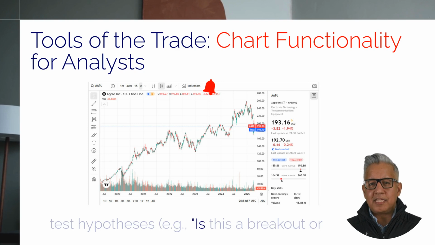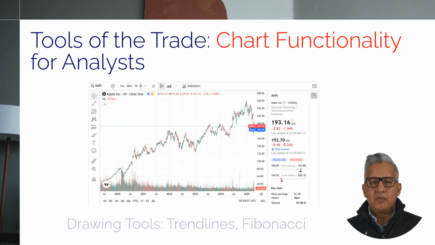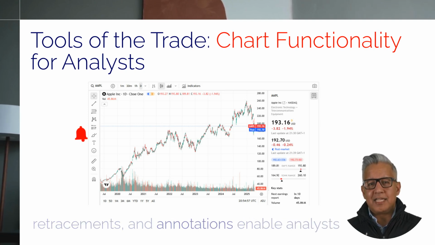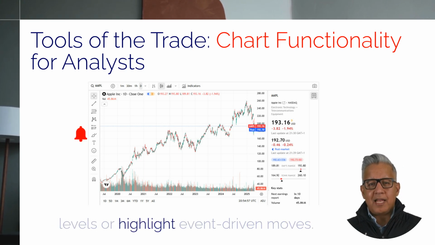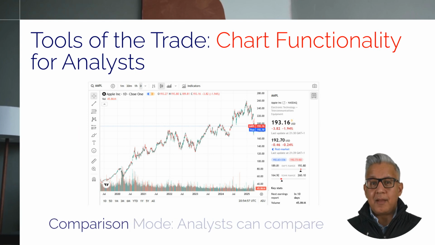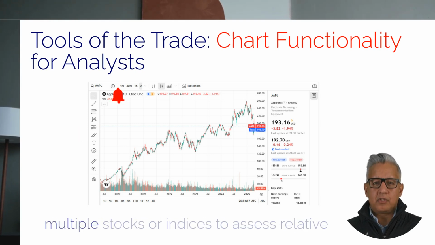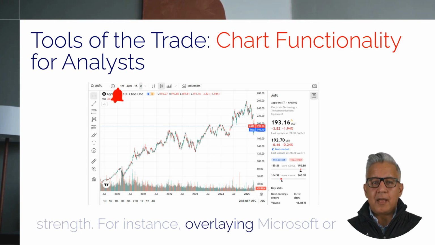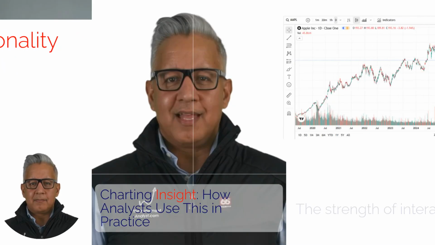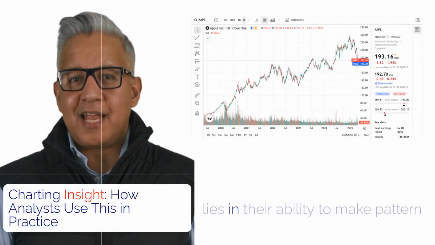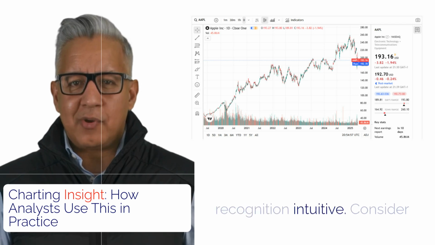For example, is this a breakout or a fakeout? Drawing tools, trend lines, Fibonacci retracements, and annotations enable analysts to mark important support and resistance levels or highlight event-driven moves. Comparison mode, analysts can compare multiple stocks or indices to assess relative strength. For instance, overlaying Microsoft or the S&P 500 can help benchmark AAPL's performance. The strength of interactive charts lies in their ability to make pattern recognition intuitive.